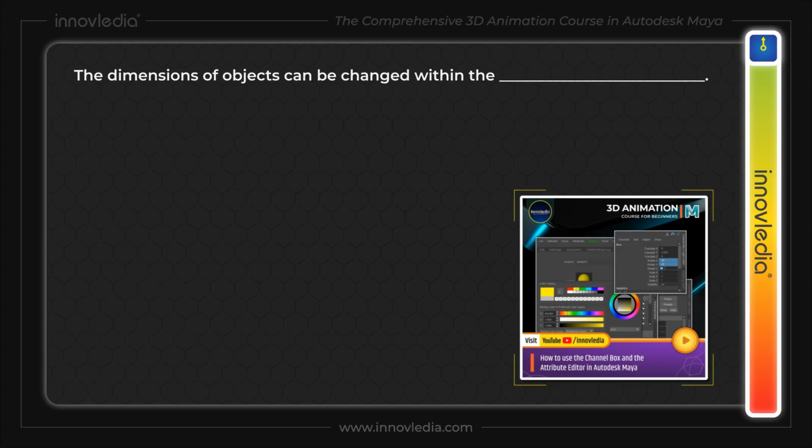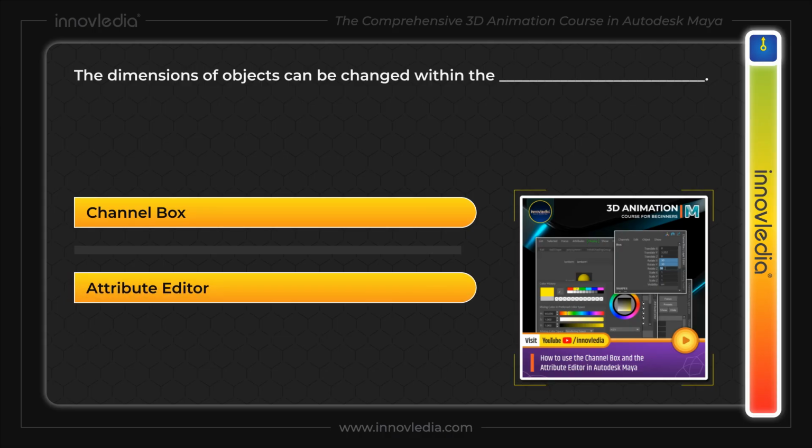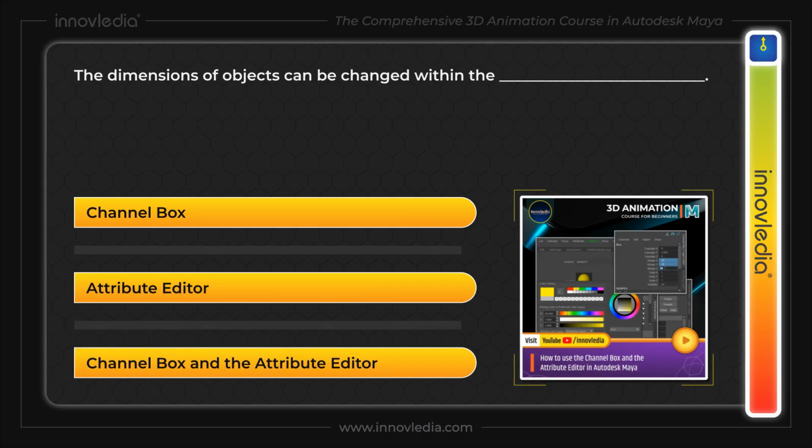The dimensions of objects can be changed within the dash. The options are channel box, attribute editor, channel box and the attribute editor. Your time starts now. And the correct answer is channel box and the attribute editor.